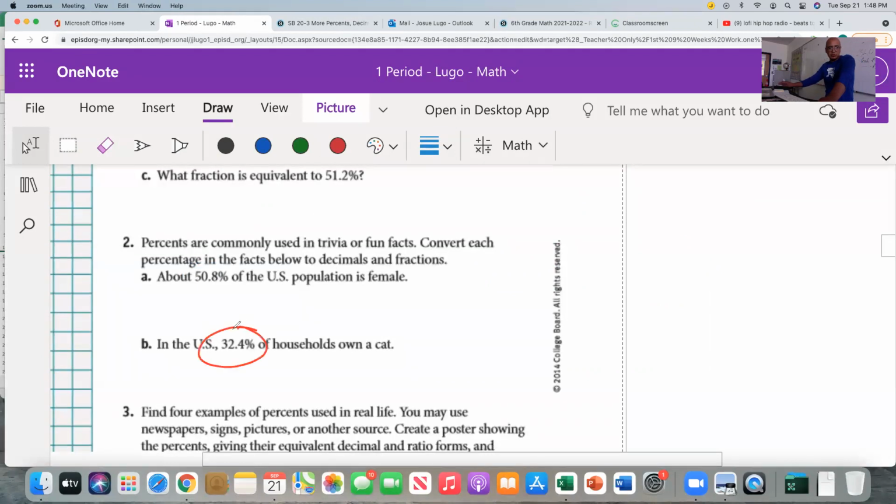Good. Ladies and gentlemen, I would like for you to do the next one on your own, which is this right here, 32.4%. Just rewind it, follow the same process, but with 32.4. When you simplify it, just divide by 2 until you can't anymore. That should get you to your final answer.